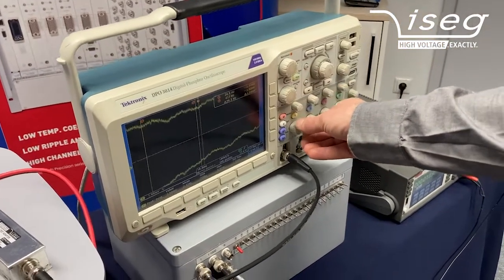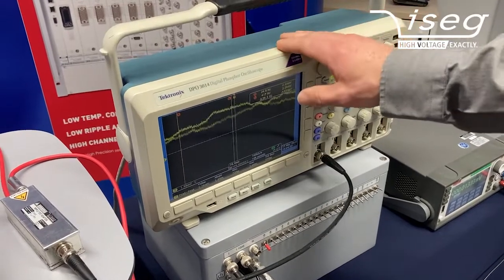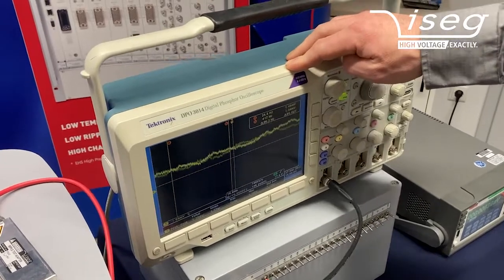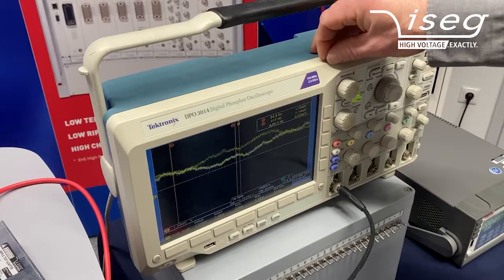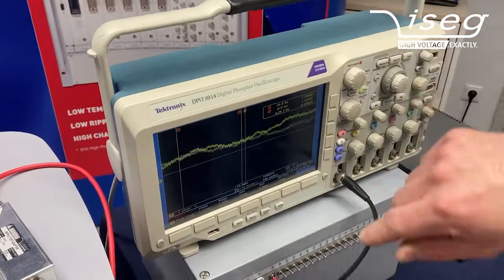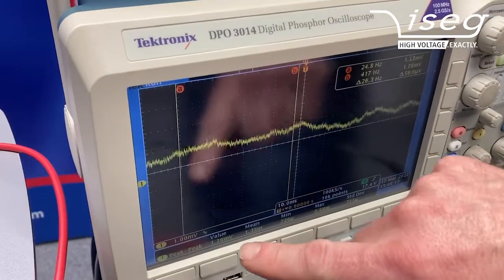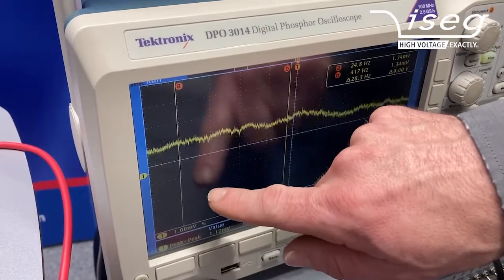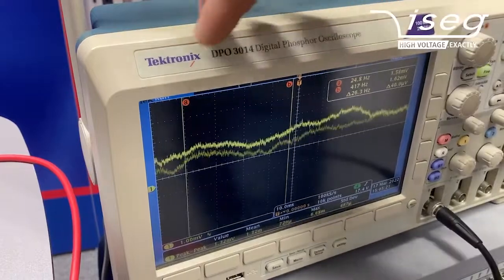So what we see here, we have to wait a little bit for everything to stabilize. What we see here is the ripple and noise, or the AC component on top of the DC high voltage. If we have a closer look here, this is now set to the maximum resolution for voltage. So basically one vertical division is 1 millivolt.